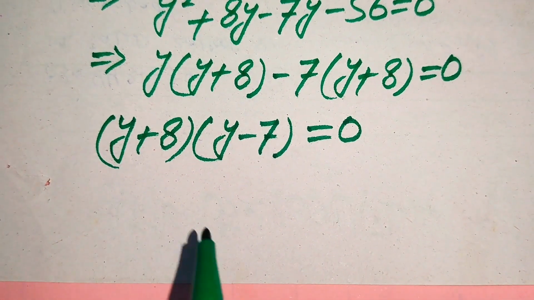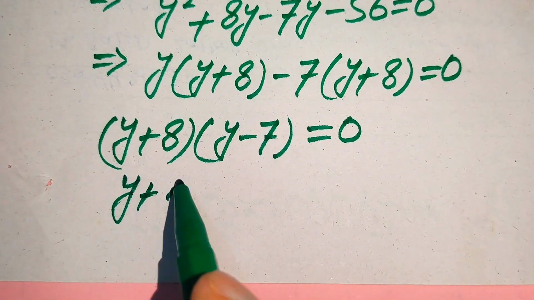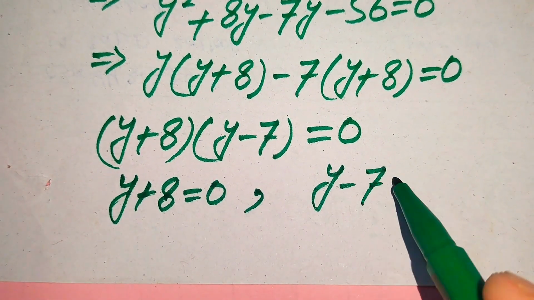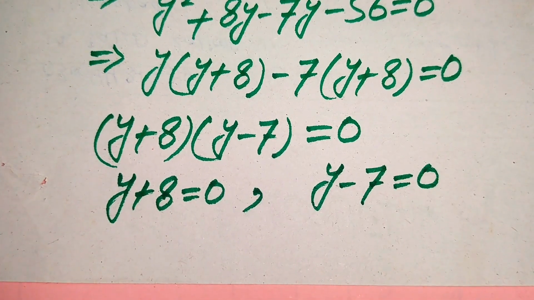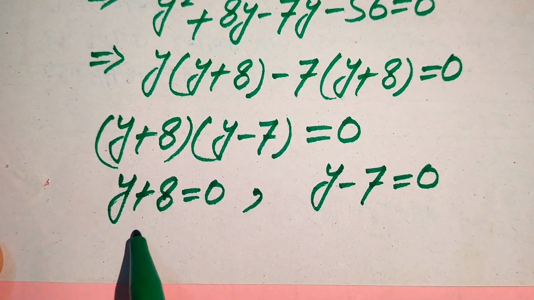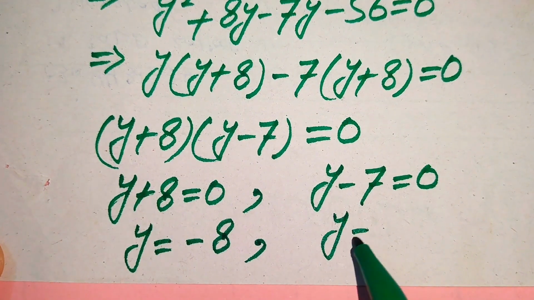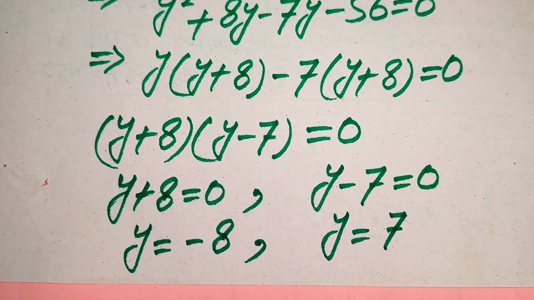So further, in the next step, we divide this equation into two cases. The first case is y + 8 = 0, and the second case is y - 7 = 0. From here we easily get the value of y = -8, and from here we easily get the value of y = 7.